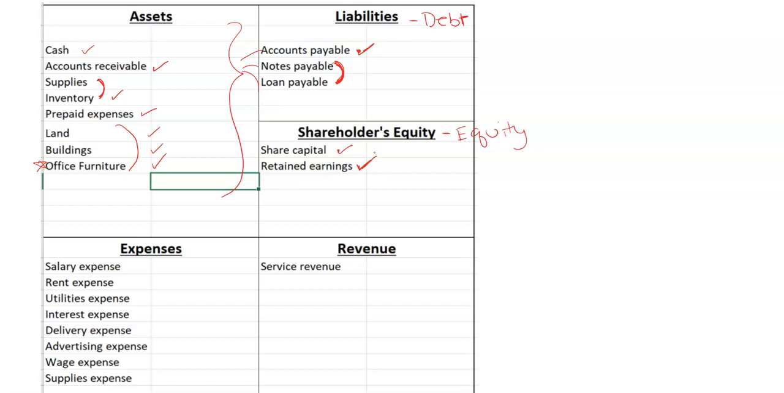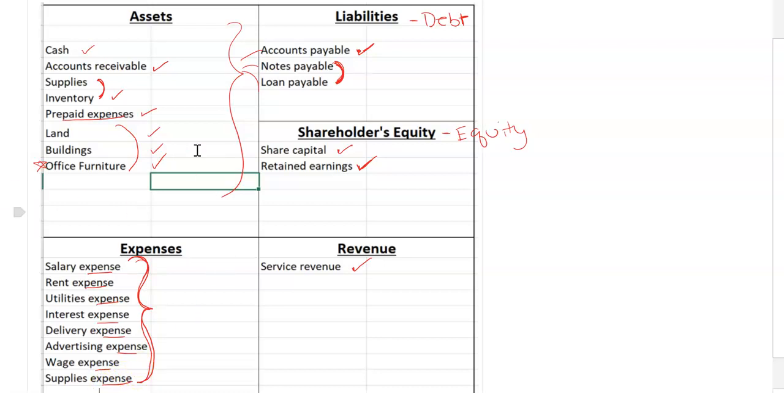Now, when we look at our revenues, the only one that we're looking at right now is service revenue. So say, for example, I have a bookkeeping company, then I charge out my services for bookkeeping. So that's an example of service revenue. And then everything that I need to incur in order to make my revenue is just an expense. And so usually if it has expense after it, aside from prepaid expense, that's a dead giveaway that it should be listed as an expense.